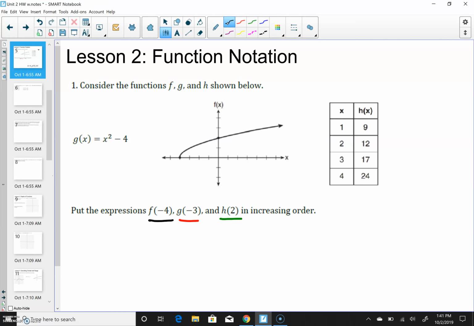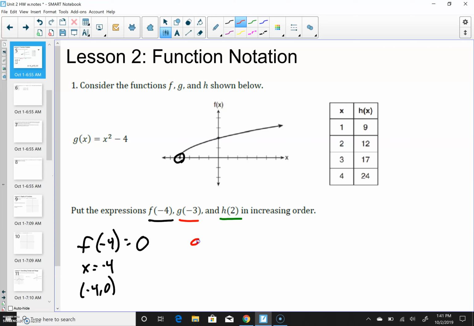Now, each of those functions is represented by a different piece. You can see that f of x is going to be represented by the graph, so we'll deal with that one first. So f of -4 means that x is equal to -4. So what we need to do is find that point, in this case -4 comma 0. So then f of -4 is really equal to 0 because that's our output at -4.